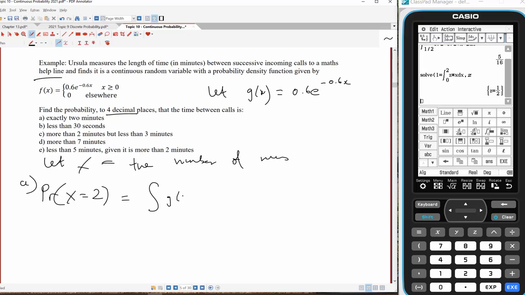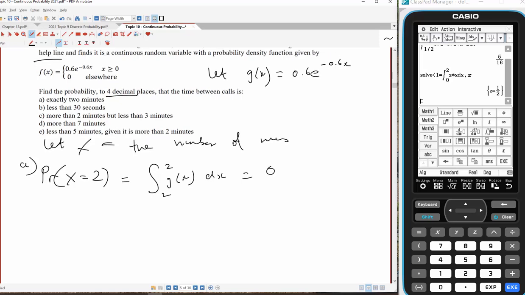So integral g of x dx between 2 and 2, and it's 0, okay? So you can't get the exact probability at that time. It's got to be between values. So less than 30 seconds.